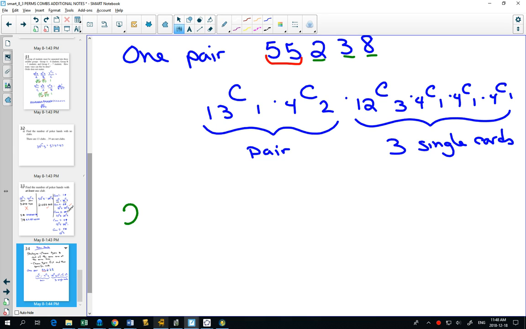So let's look at 2 pairs. Sometimes when doing a couple of examples, you start to see the pattern when you can't see it just in one. So an example of getting 2 pairs, you could get a hand with 2 aces, 2 sevens, and a king. That would be a good poker hand.